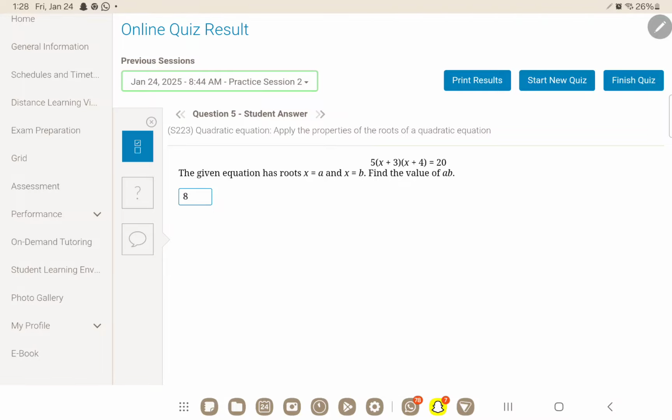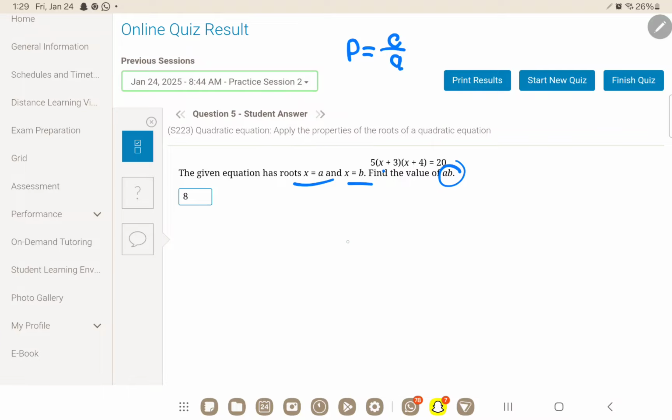Okay, this question is telling you that the given equation has two roots, x equals a and x equals b. They want ab. Don't go try finding each root alone and then try multiplying them together. No. What does ab mean? You want the product of the roots. We know the product of the roots equals c over a. But first we have to rewrite it in the form ax squared plus bx plus c.